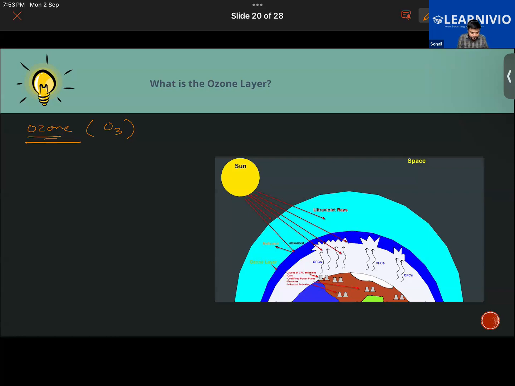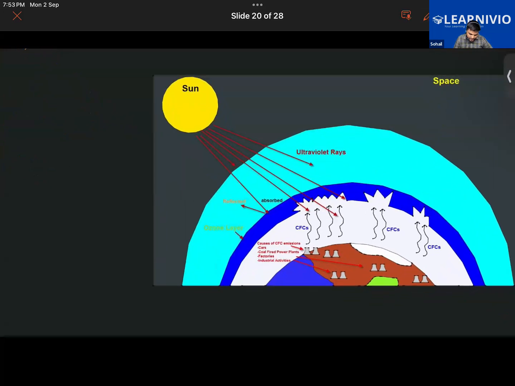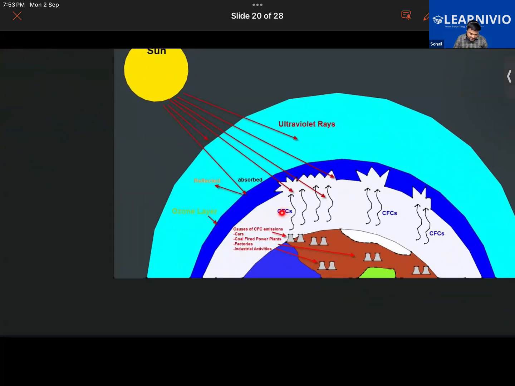Now, talking about where this gas is present. The ozone layer is present in the stratosphere. As we know, our atmosphere has different layers. The troposphere is the first layer of the atmosphere in which we are living. Then you have the stratosphere, then you have the mesosphere. So where is this layer located? This layer is located in the second layer of the atmosphere, that is in the stratosphere, like over here. Is that clear to everyone what I'm trying to say? Yes, sir.